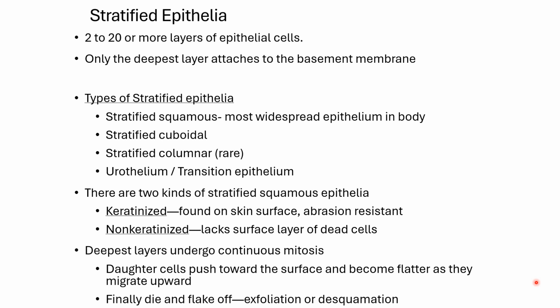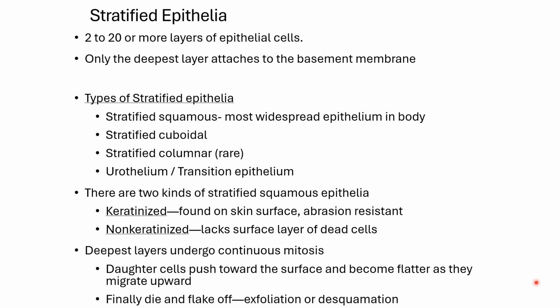So the deepest layers of the stratified epithelium undergo continuous mitosis. The daughter cells push outwards, and as they move towards the surface, they become flatter and they migrate up. Finally, when they reach the surface, they die and flake off, and this is called exfoliation or desquamation.